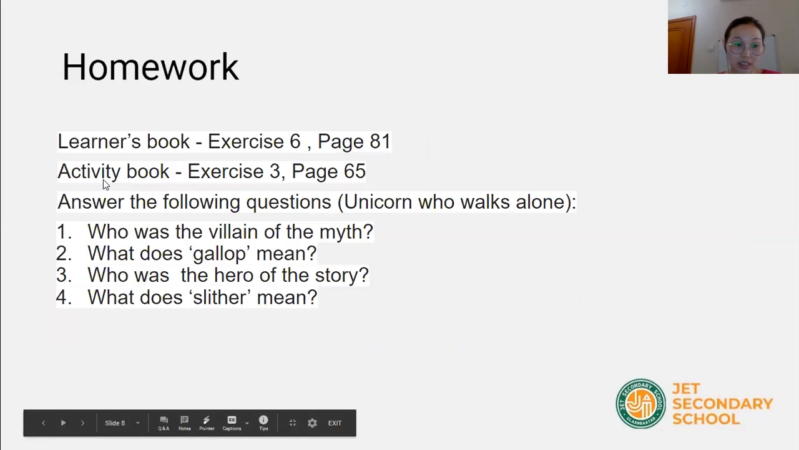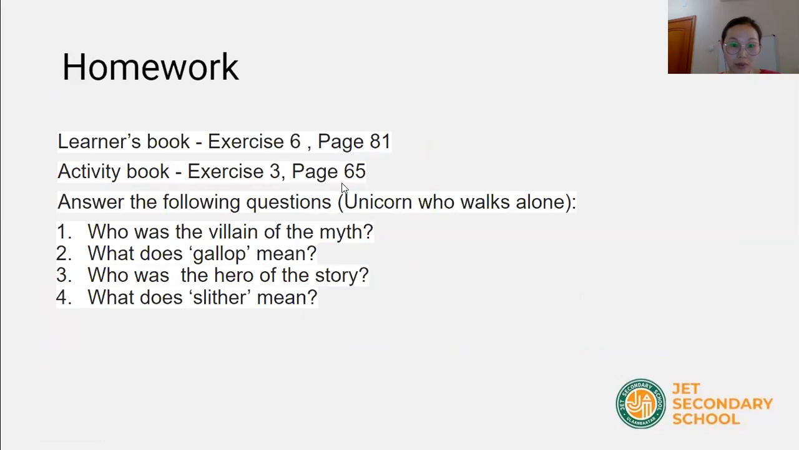The next homework is Activity Book, exercise 3, page 65. There you're asked to fill in some conjunctions in a sentence to practice more in our learning journey. The third homework is I want you to read the myth called The Unicorn Who Walks Alone that we have just worked on, finish reading the whole myth, and answer four questions.